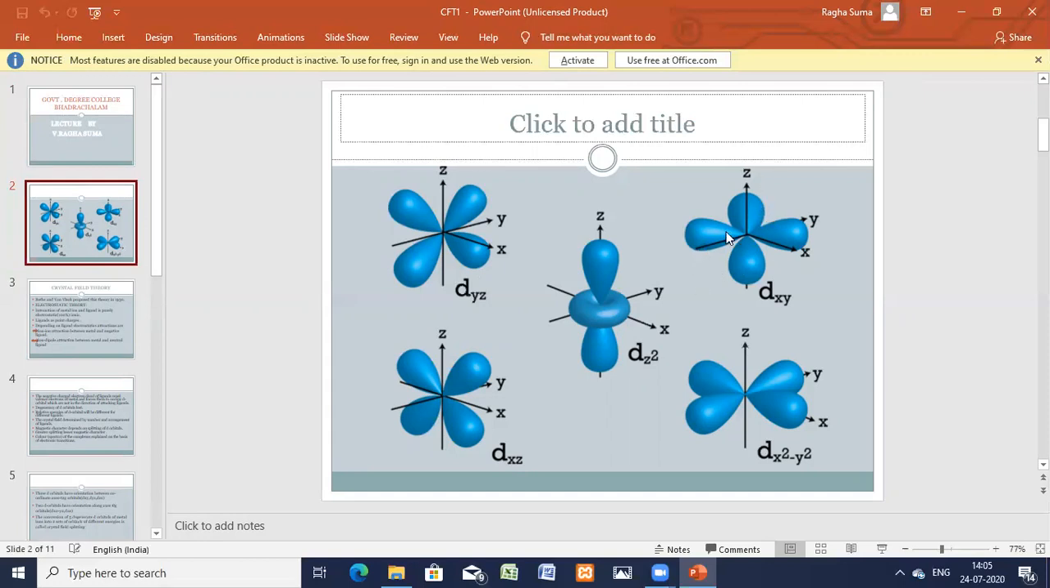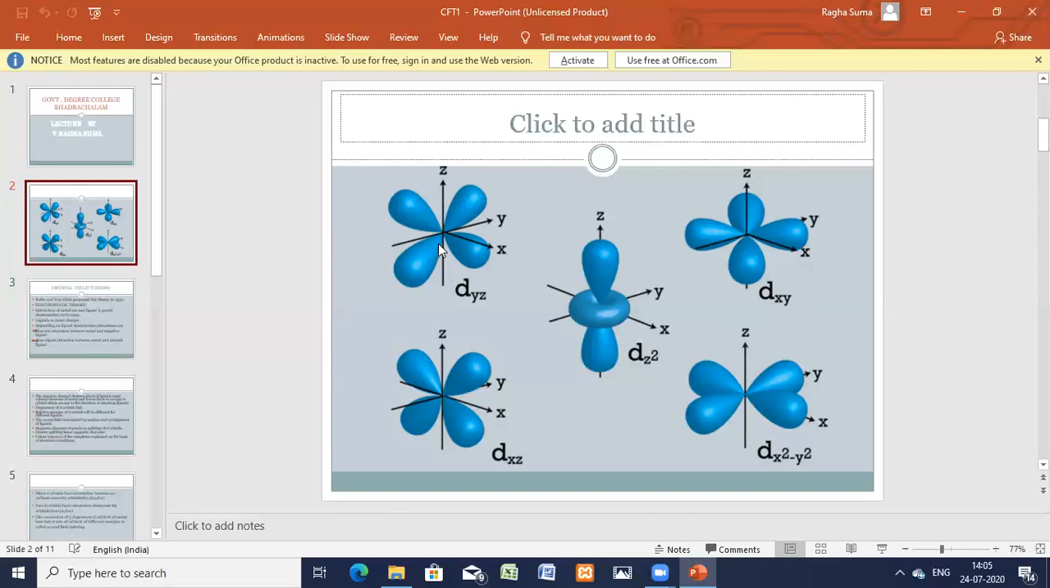This complete line is the x-axis and this complete line is the y-axis. Between x and y you have the lobes. Between the y and x you have the electron cloud. So you call it dxy, between the axes.